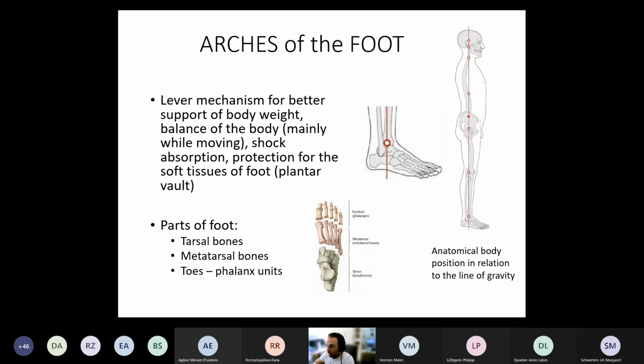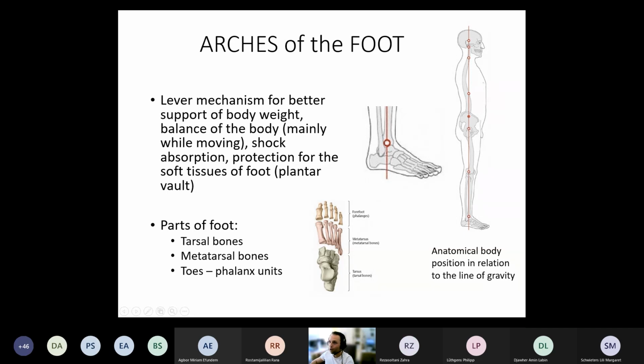And let's move on to the second part of the lecture, which will cover the arches of the foot, the bony arches of the foot. Again, we have no time to thoroughly explain it. I'm just giving you several important points and highlights in order to orient you a little bit better than just a simple textbook.